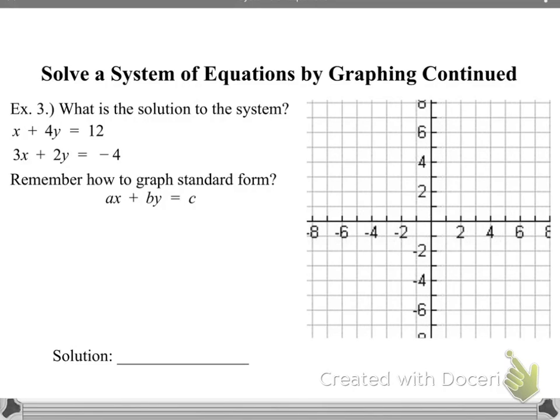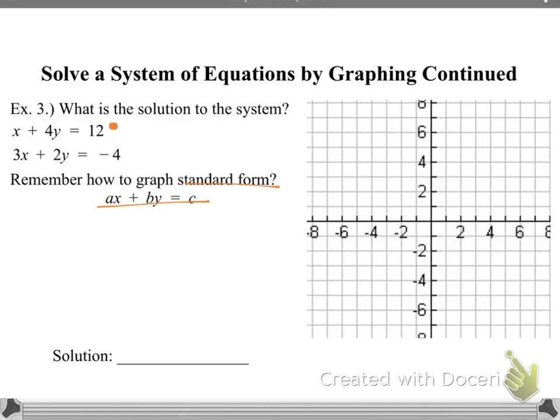Alright guys, we're going on to example number 3. So we're doing that same process. We've got to find the solution to the system. In this problem, we can see that the equations look a little different than before. This time they're in standard form. Okay, so we've got the ax plus by equals c.